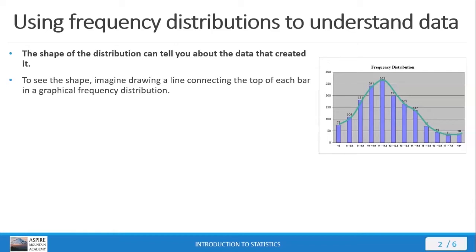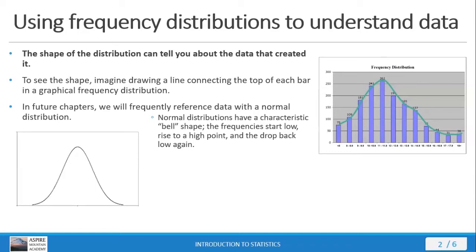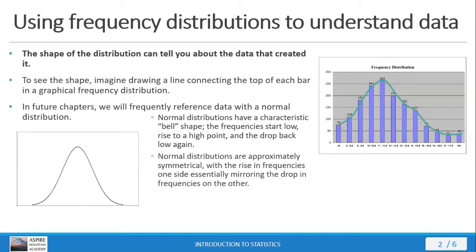Now, we're going to be talking about normal distributions much more in depth later in the course. For right now, all you really need to know is that the normal distribution has a very characteristic bell shape, meaning it looks like the outline of the shadow that a bell would make. The frequencies start low, come to a high point around the center, and then come back down in a symmetrical fashion. Now that word symmetrical means that if you drew a line down the center, each half would look like the mirror image of the other half.